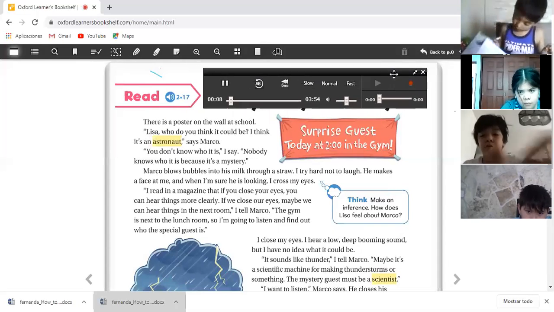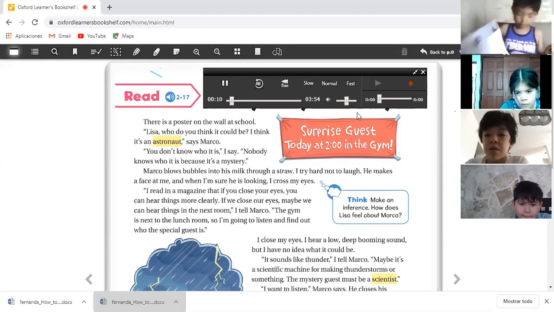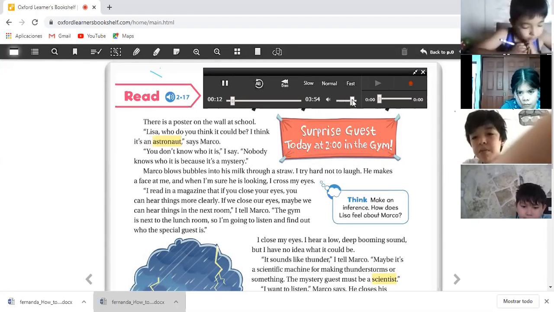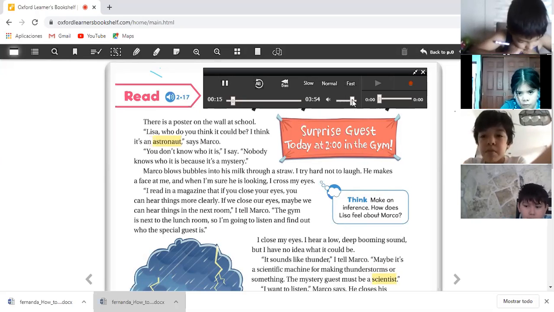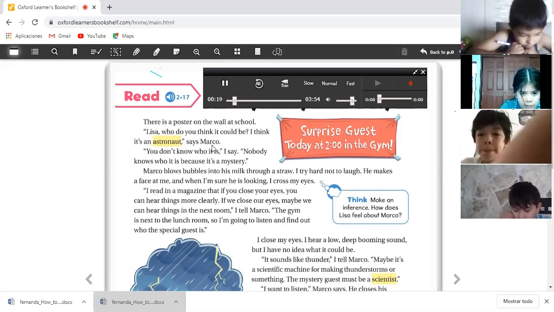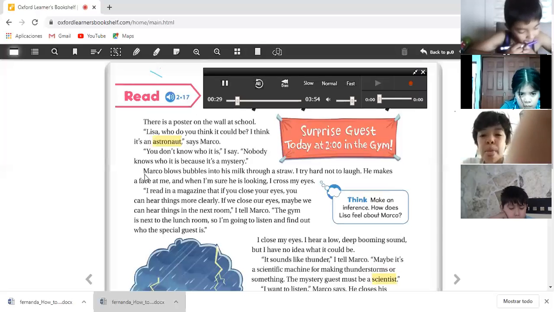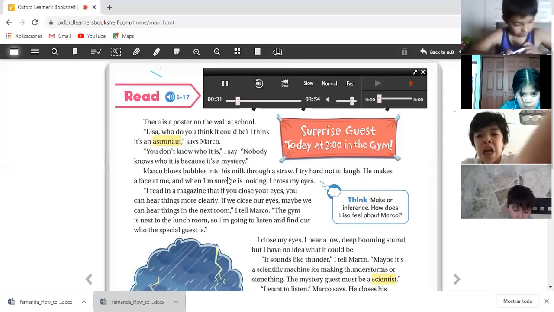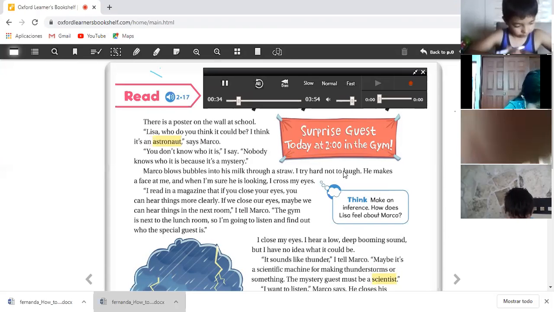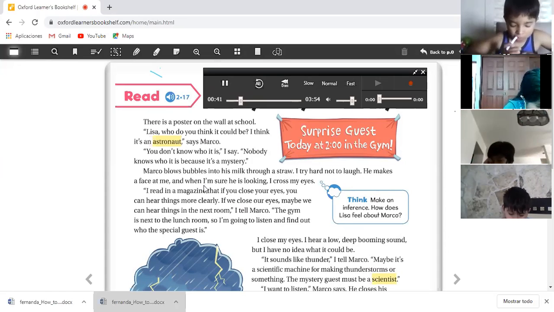There's a poster on the wall at school. Surprise guest today at 2 o'clock in the gym. Lisa, who do you think it could be? I think it's an astronaut, says Marco. You don't know who it is, I say. Nobody knows who it is because it's a mystery. Marco blows bubbles into his milk through a straw. I try not to laugh. He makes a face at me, and when I'm sure he's looking, I cross my eyes.